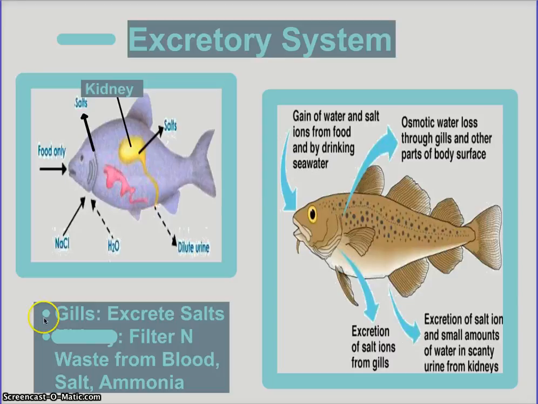And then the kidneys will finish filtering nitrogen waste from the blood, salt again in excess, and ammonia, which is a nitrogen compound. So here it's showing you food coming in, which technically is water, salts exiting through the gills, everything getting processed, and then your kidney will release salts and also dilute urine. We're going to talk about that a little bit more, but it also filters out the nitrogen compounds.